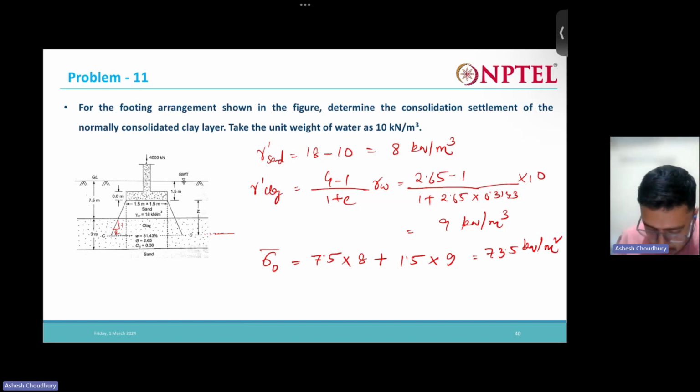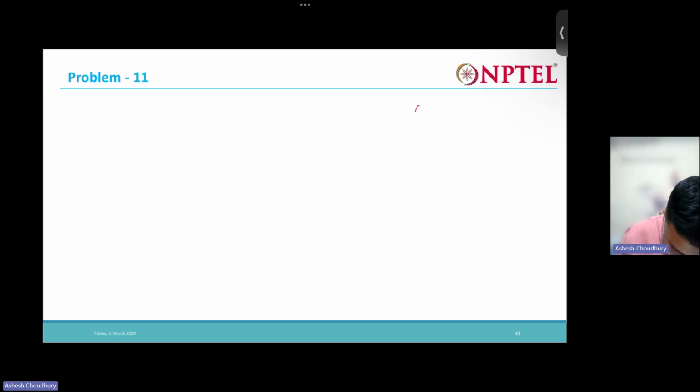Now the next task is to find out the increased stress. Increased stress from what? Increased stress coming from the footing, right? How to find that? We are assuming that there is 2:1 distribution. So if there is 2:1 distribution, we can write it like this: Q by area, where area is (B plus 2 n Z) times (L plus 2 n Z), where one vertical is to two horizontal. This you are assuming, right?